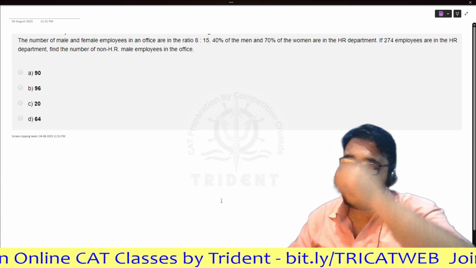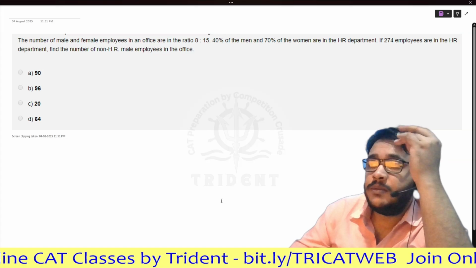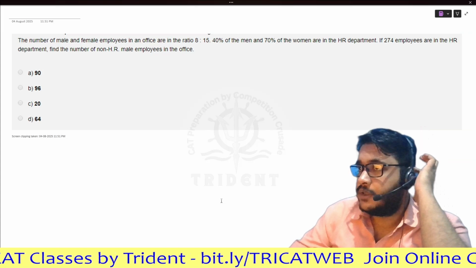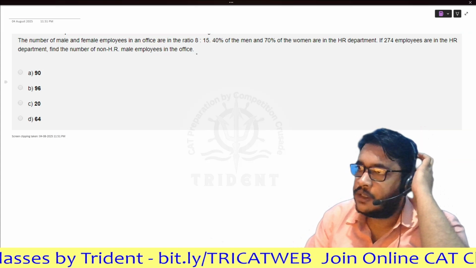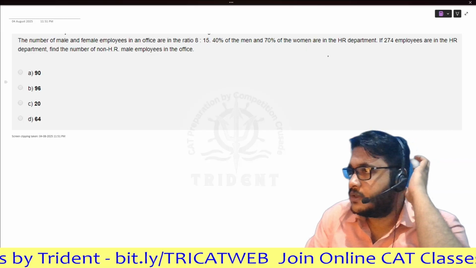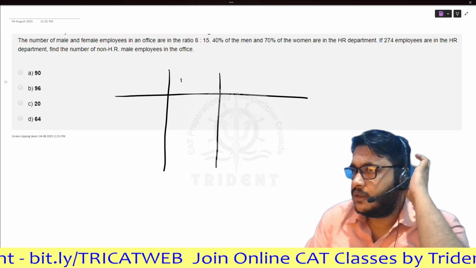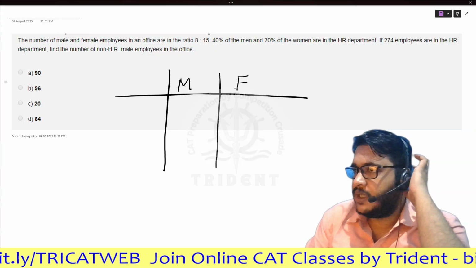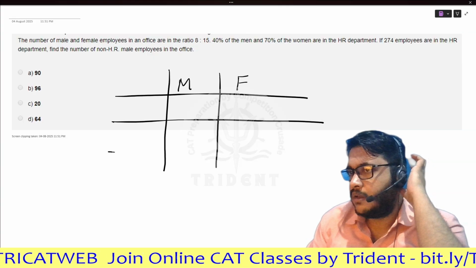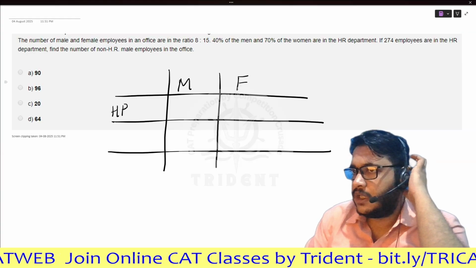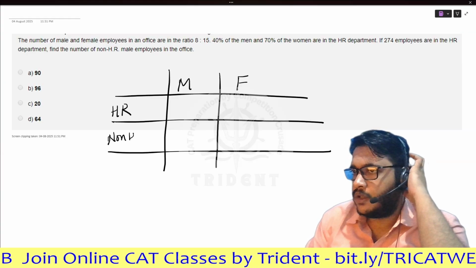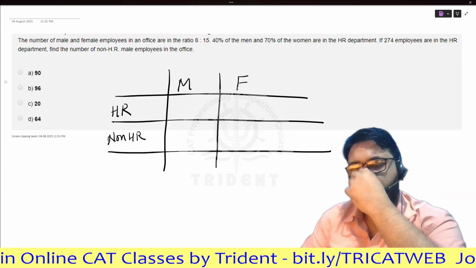Now let's see this question. It says the number of male and female employees in an office are in the ratio 8 is to 15. Interesting. 40% of the men, 70% of the women. So I know that it is again a tabular question. It would be better if we do male and female, we have HR, non-HR.